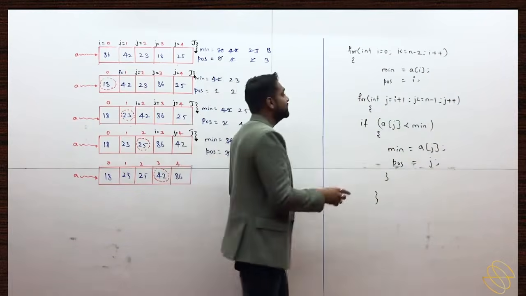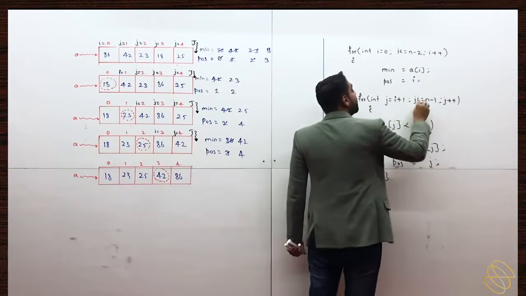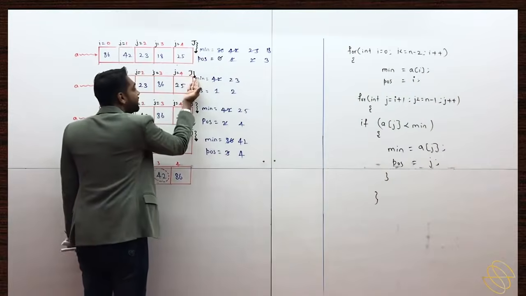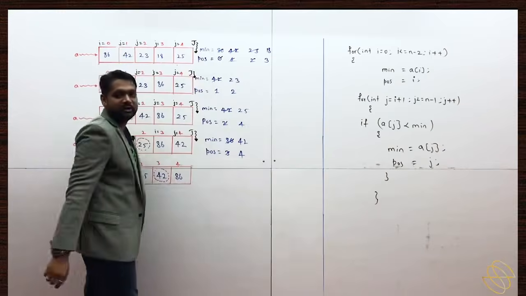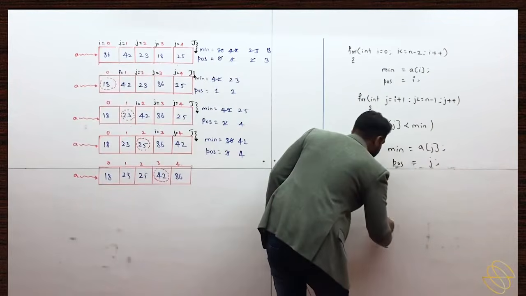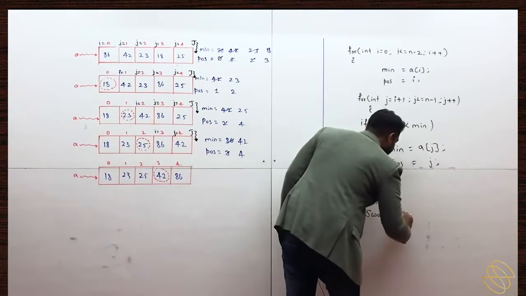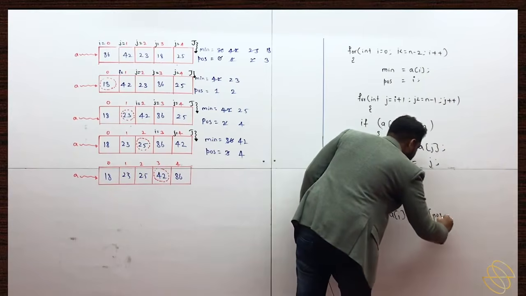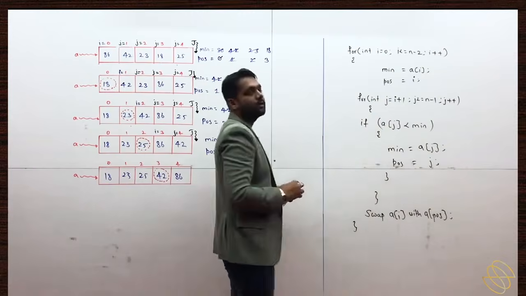By chance, if J falls out of the array, meaning J becomes greater than n minus 1, then I have to swap. What do I have to swap? Whatever is there in array of I with array of position. That is the opening of the for, this is the closing of the for. Done.